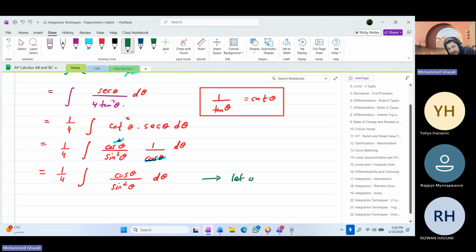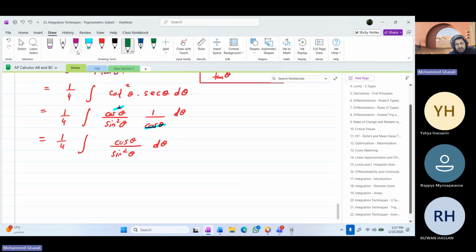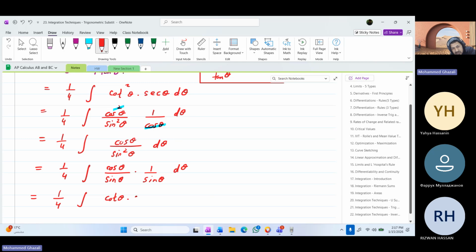So when you say let u equal... Oh, we don't need to do that. We can split the function up. We get cosine over sine times 1 over sine. That becomes cot times cosec, and that's an identity. Excellent. We can do that as well, right? But you can go and use a u sub, it's possible. But it's fine. Quarter integral of cosine theta over sine theta times 1 over sine theta d theta. Cosine over sine is cot theta, and this is cosec theta.